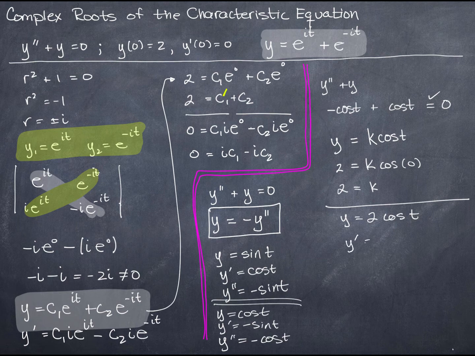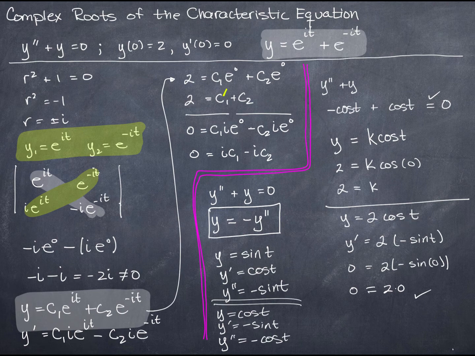Y prime is 2 times negative the sine of t. And we have 0 equals 2 times negative the sine of 0. And that's just 0 equals 2 times 0, which is true. We haven't learned anything new from this, but we have verified that the solution we're proposing still satisfies both sets of initial conditions, which is important. So we now have a solution based on a completely different approach, and it looks completely different.